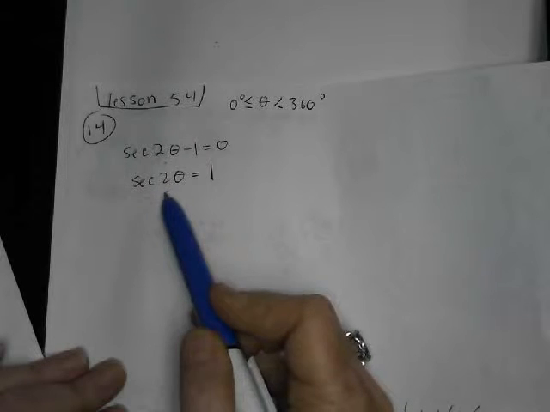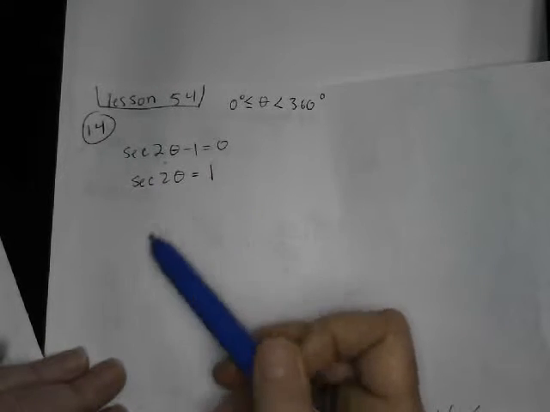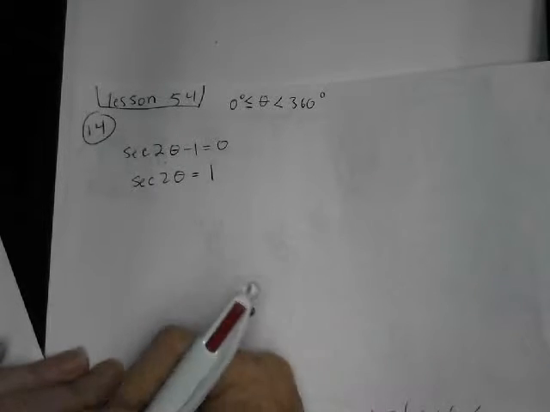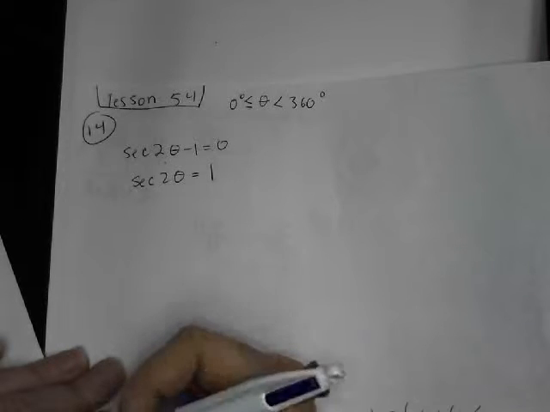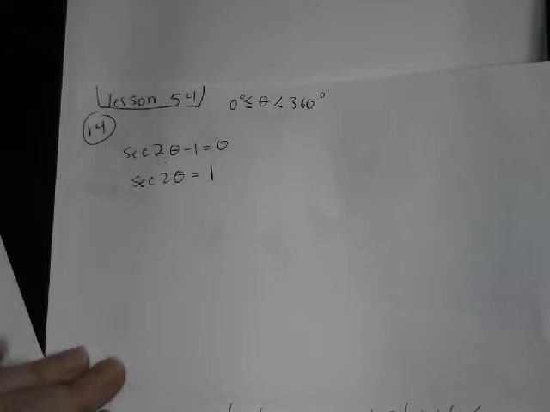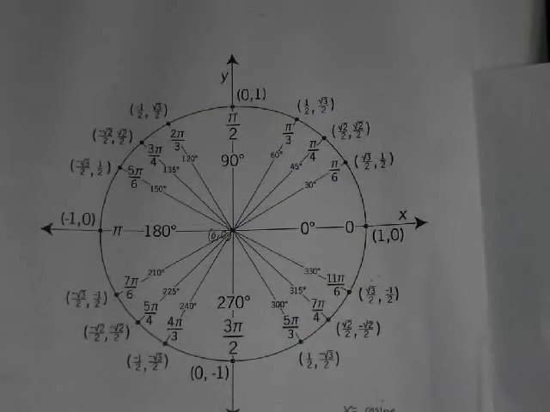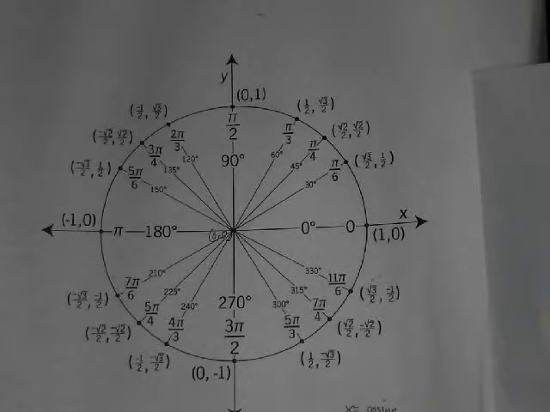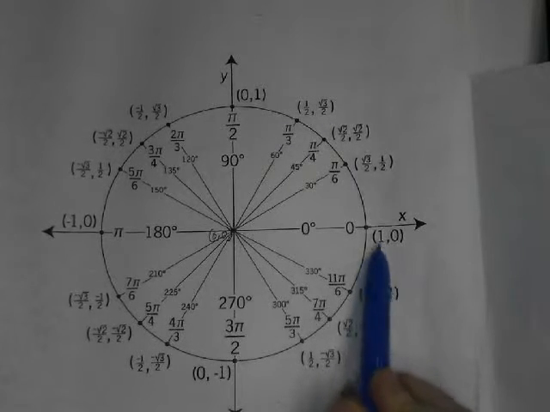You're finding the angle at which secant of theta is 1. So secant is a reciprocal of somebody. Which trig function is secant the reciprocal of? Cosine. So I could just whip out my unit circle and find out where cosine's 1, and that would help. So it looks like cosine's 1 right here at 0.